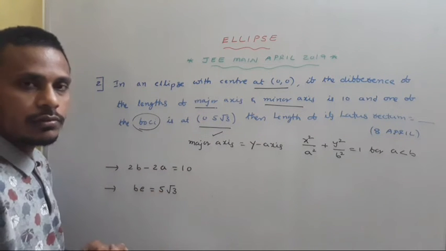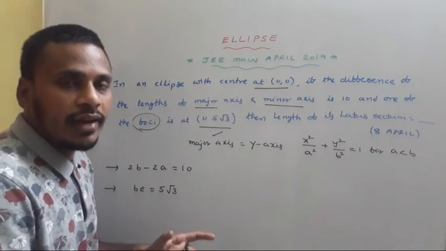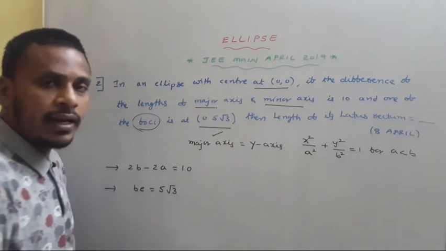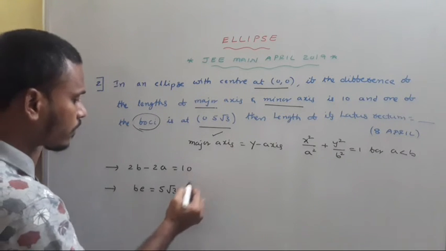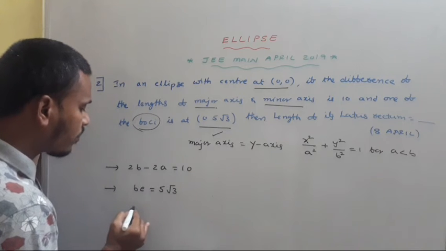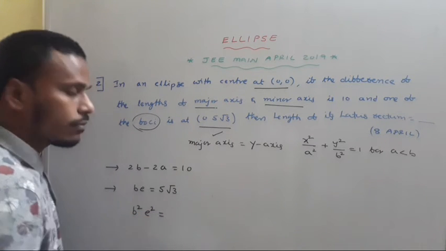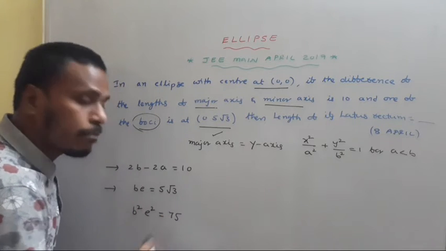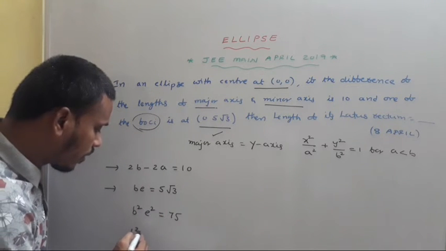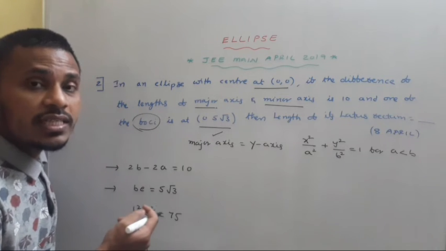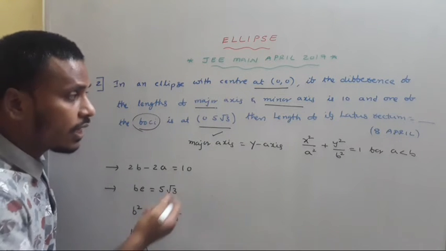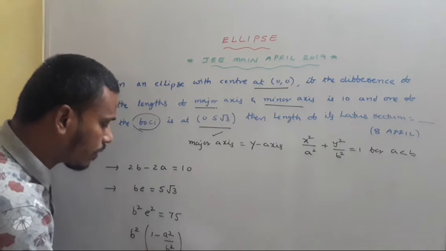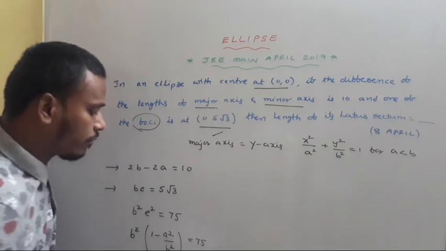Using these two pieces of information, we need to get the values of a and b. After finding a and b, we will write the ellipse equation or whatever is required, like the length of the latus rectum. So how to solve? See, since be is equal to 5 root 3, as we solved in the previous problem, just square it. b square e square is 25 into 3, which is 75. Here e is the eccentricity, and since a is less than b, b square e square is b square times 1 minus a square by b square, which is equal to 75.